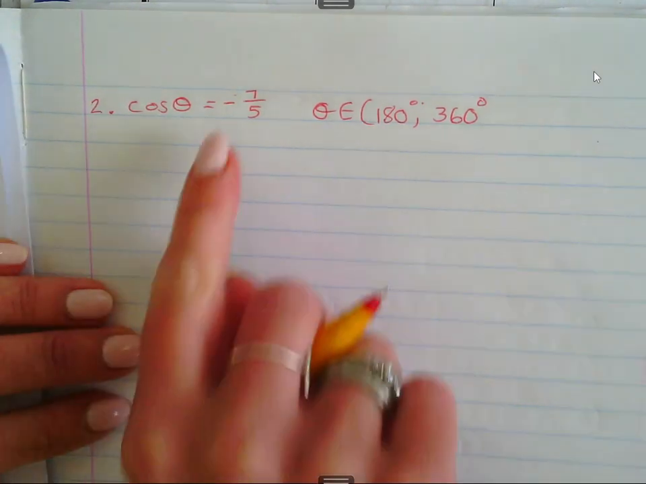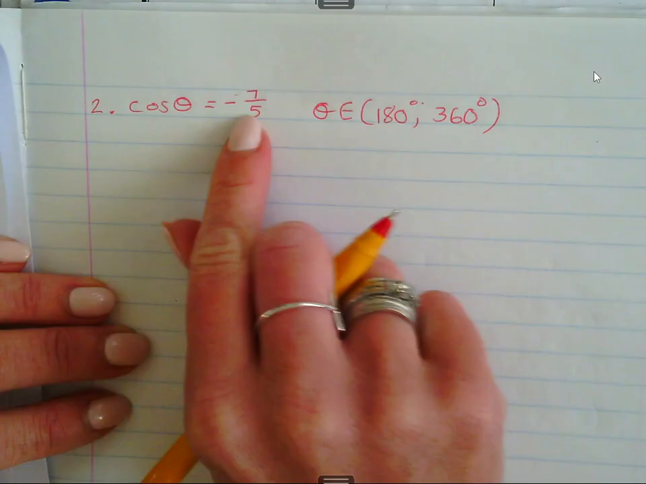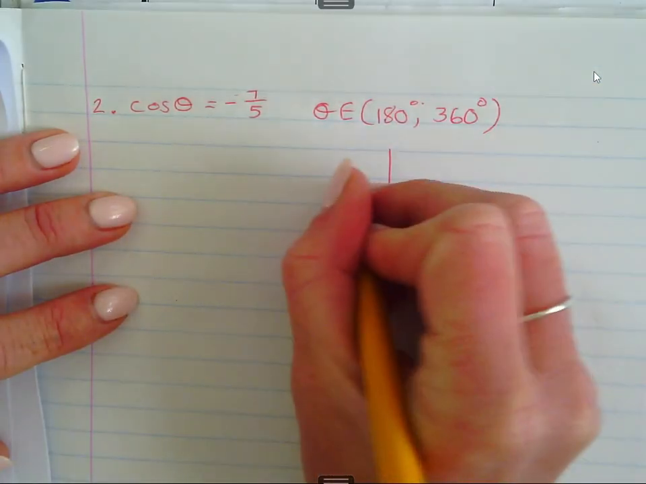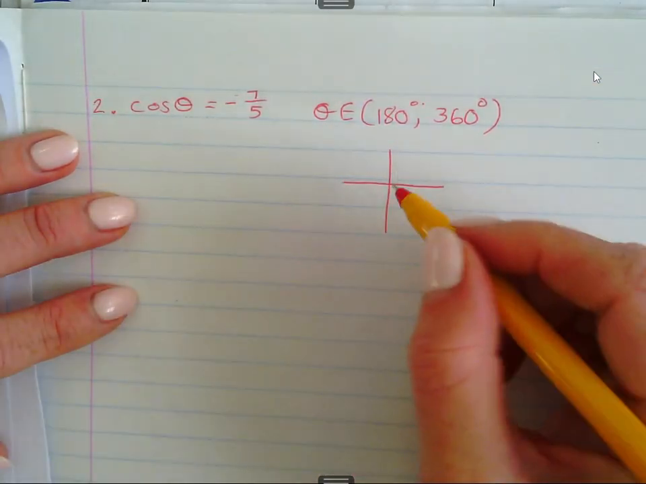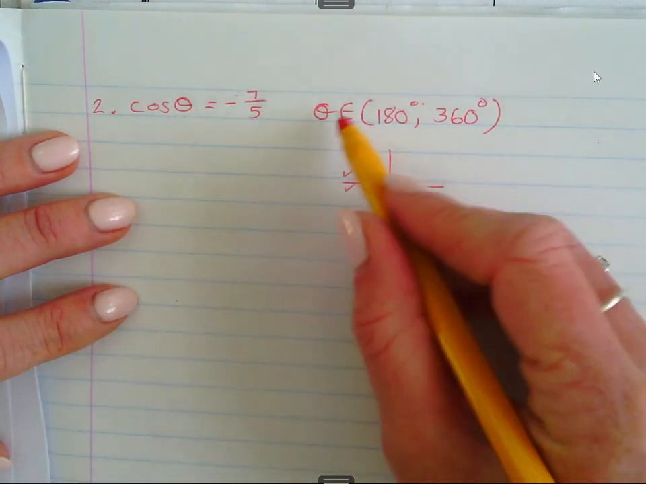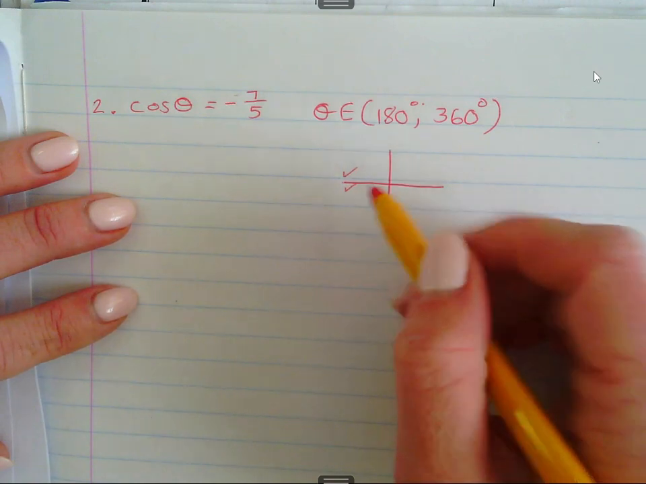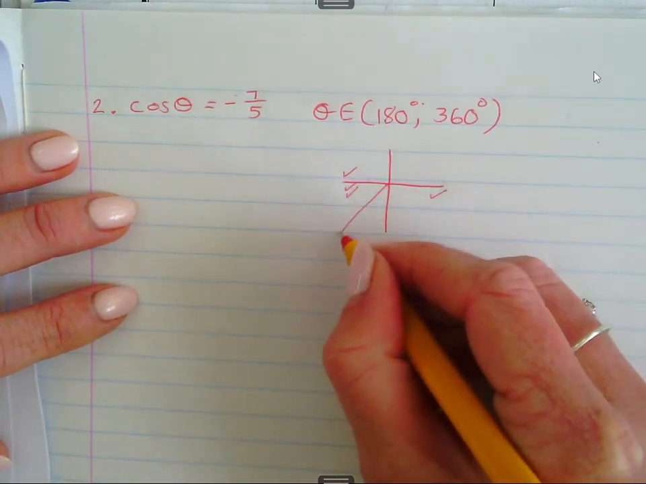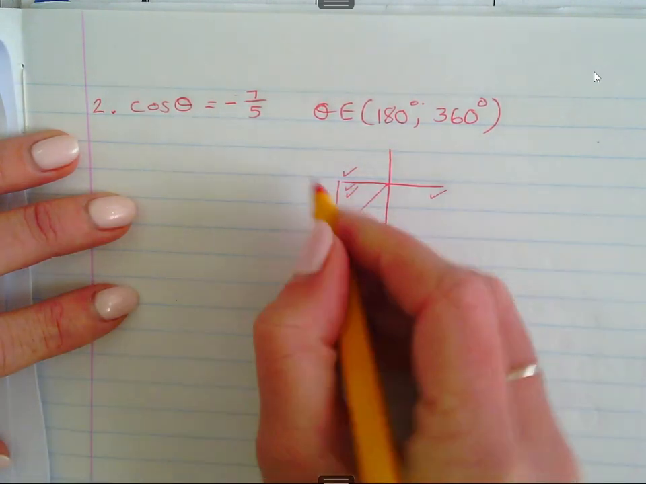Okay, the first thing we need to look at is the negative that we see there. That negative tells us in which quadrant we will work. So cos is negative in the third and in the second quadrant. But then we've got the restriction there which says it has to be from 180 to 360, and therefore we know the triangle will be in the third quadrant.